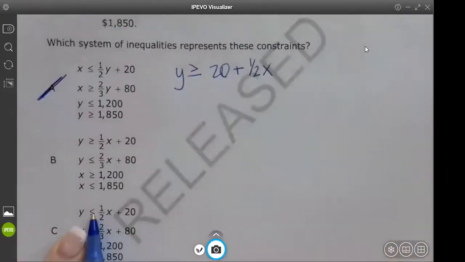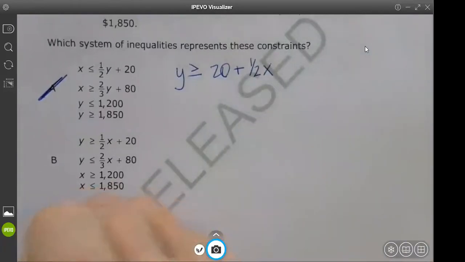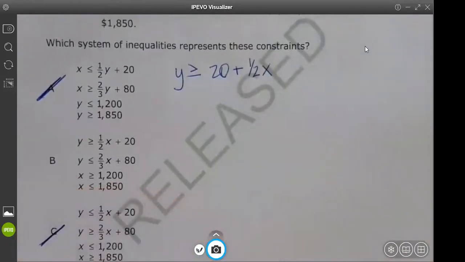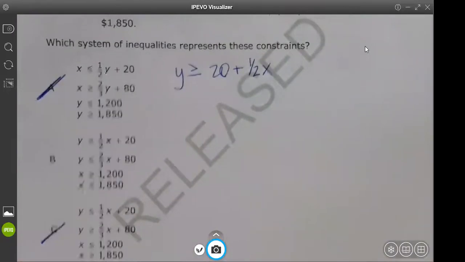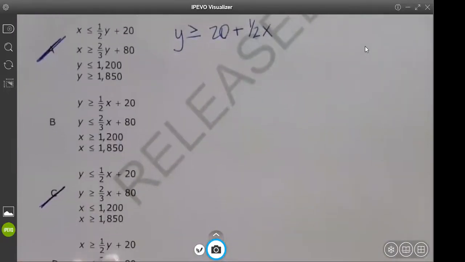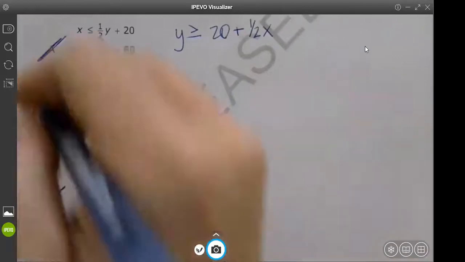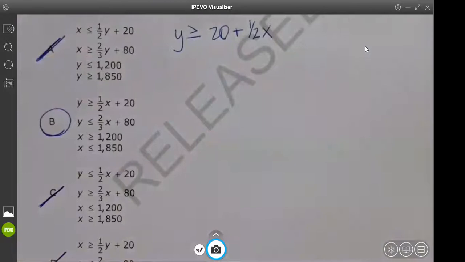What about this one? Less than or equal to 1/2 X plus 20? No. Here's another one. X is greater than or equal to 1/2 Y plus 20. Is that right? No. That's the only equation I had to write, and I can move on.